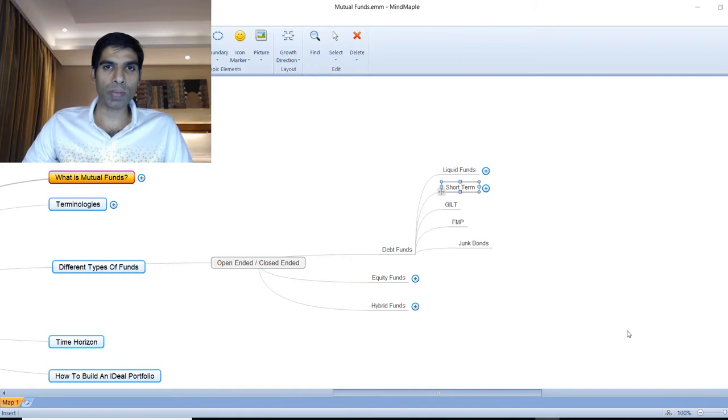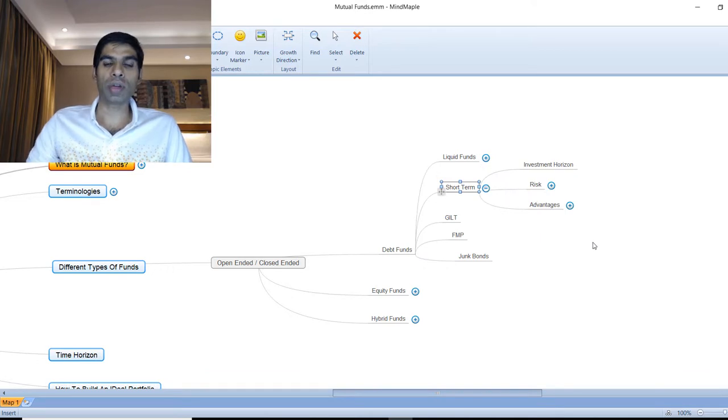So let's learn more about short-term debt fund. Let's dive in. So a short-term debt fund would have an investment horizon of anywhere between 1 to 5 years, and if your investment horizon matches with the investment horizon of the instruments, then your risk goes down considerably.